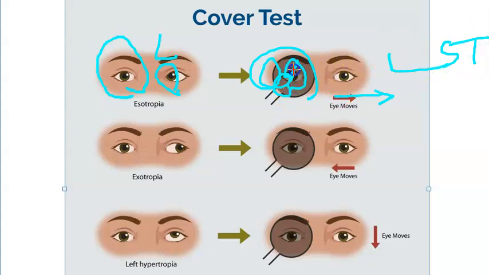Whichever eye you're covering, you're not looking at that. You're checking the other eye. So here they have covered the right eye and the left eye is moving inward. That means it was outward. So that was exotropia, left exotropia.